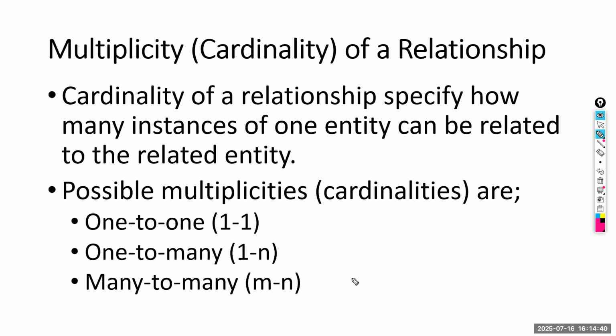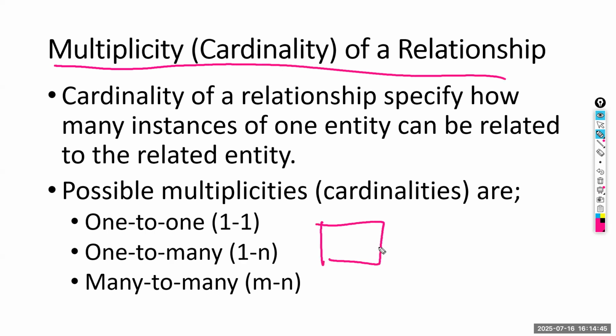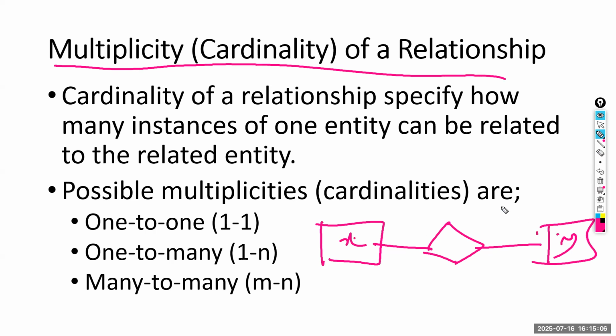So therefore, if someone asks what is multiplicity, what is your answer? Multiplicity is related to relationships. Say these are my X and Y entities. The multiplicity of the relationship between X and Y is: with one instance of X, how many instances of Y are related, and with one instance of Y, how many instances of X are related. So that is called multiplicity.